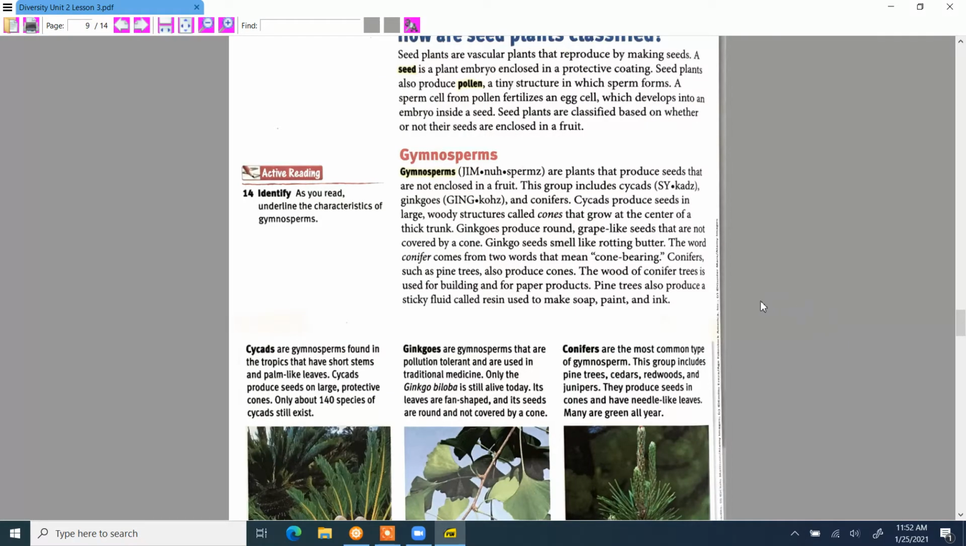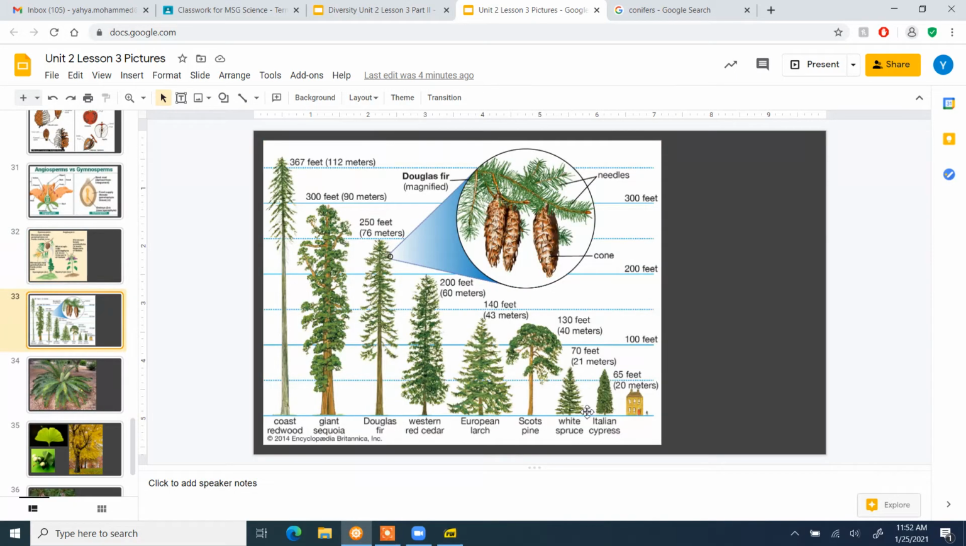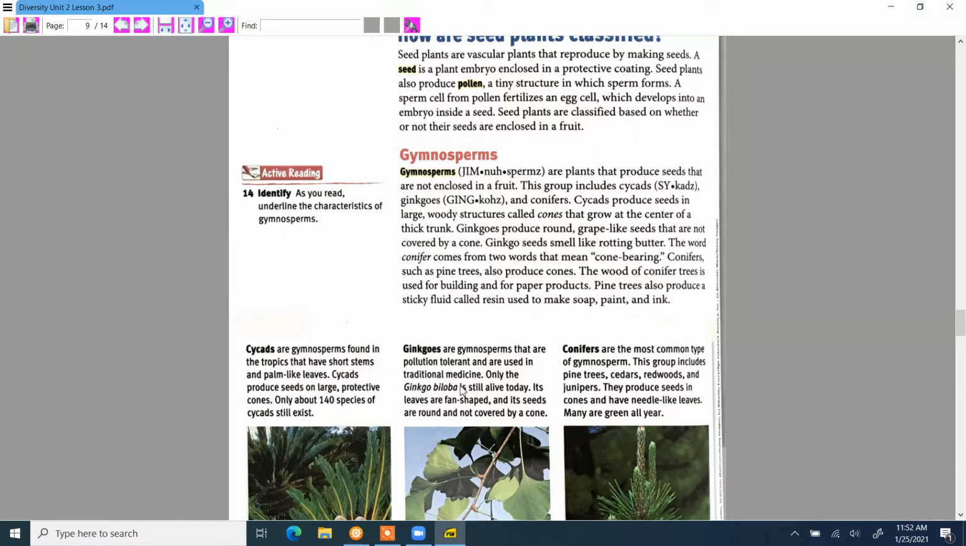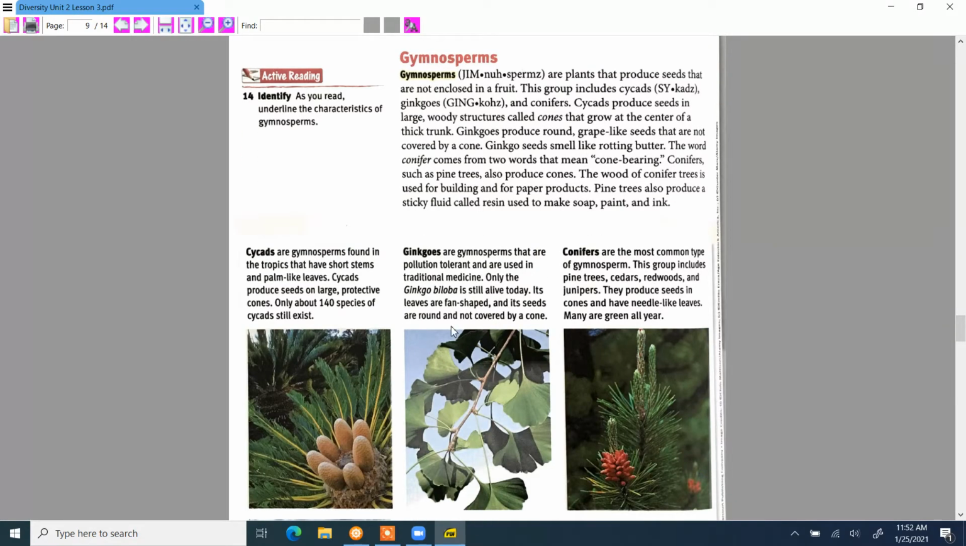So let's talk about gymnosperms first. Gymnosperms often look something like this. A lot of these are conifers. When you think about pine trees, sequoia trees, redwood trees, all these different kinds of trees, these are examples of gymnosperms. There are different kinds of gymnosperms. There are three main kinds: cycads, ginkgos, and conifers.